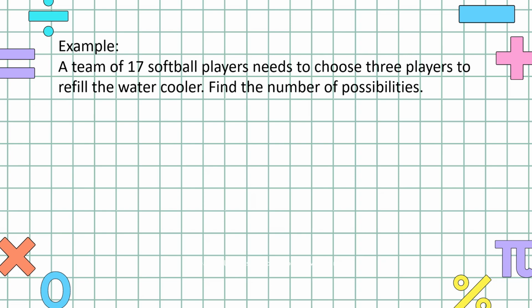Now let's answer our first problem, which was also presented in the previous video as your assignment. A team of 17 softball players needs to choose 3 players to refill the water cooler. Find the number of possibilities, or how many ways can we select 3 players out of these 17 softball players.